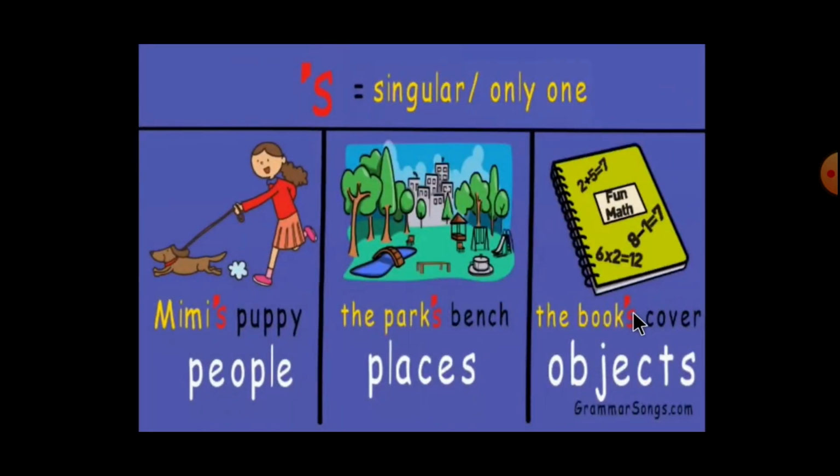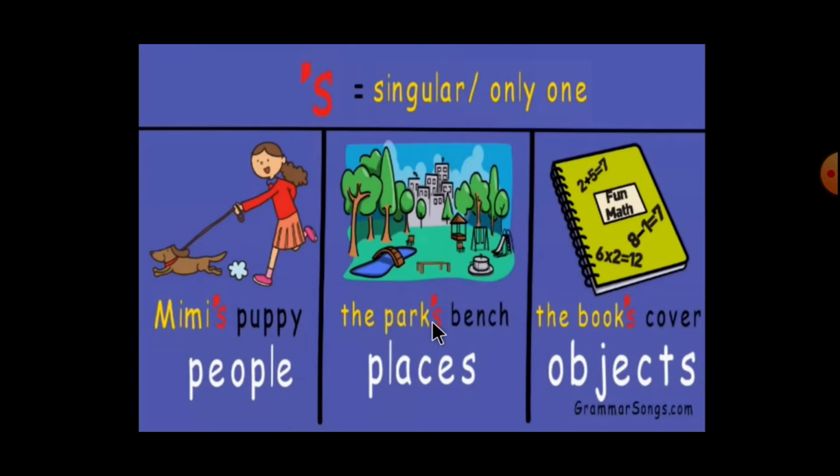Yes, now let's have some examples on how to use the apostrophe and S for singular nouns and plural nouns. First of all, the apostrophe and S for singular, or we can say only one, nouns. So here, Mimi's puppy. It is used for people, places and objects, common for all. Mimi is the singular noun, only one girl, and the last letter is not S, so we have to put apostrophe and S to show the possessive relation between the girl and the name of the dog, Mimi's puppy.